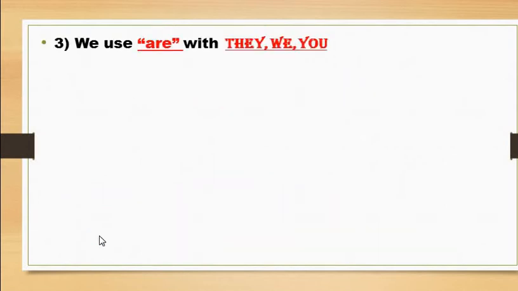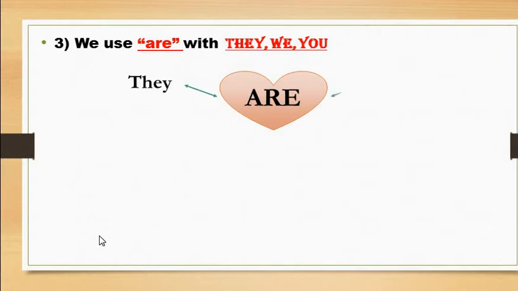The third friend is are. Who are the friends of are? They, we, you. Excellent. So, we use are with they, we, you. Let's say them one more time. They are. We are. You are.